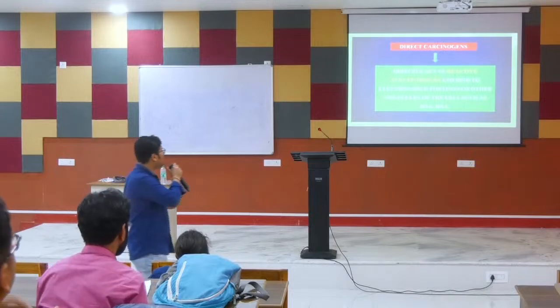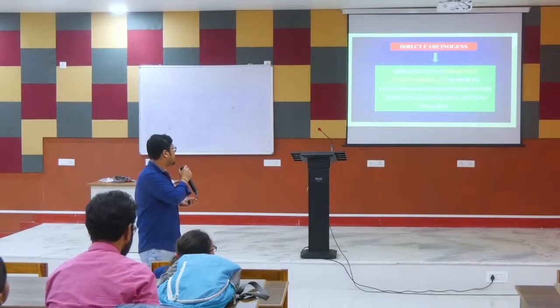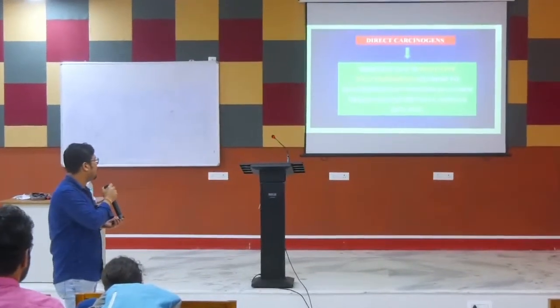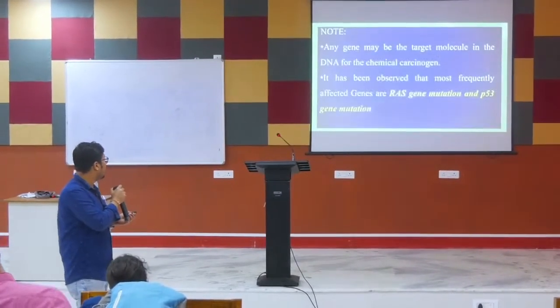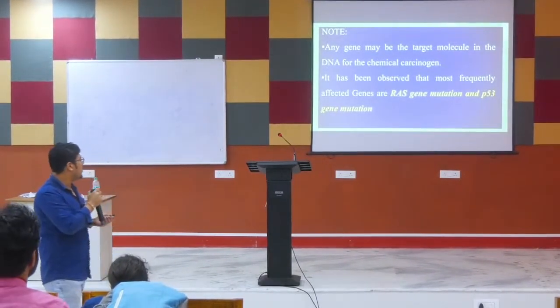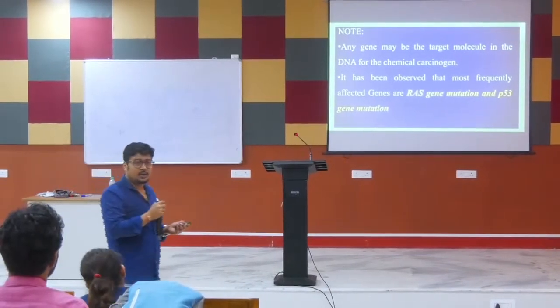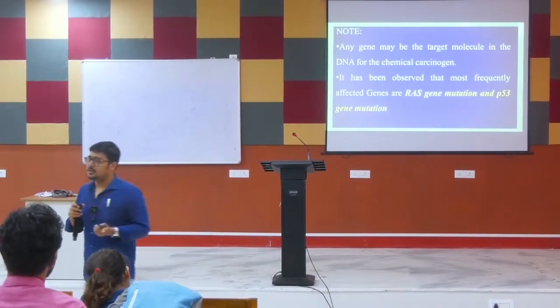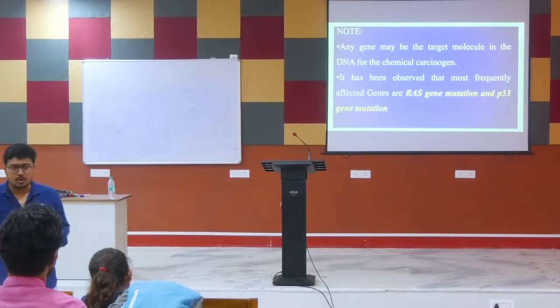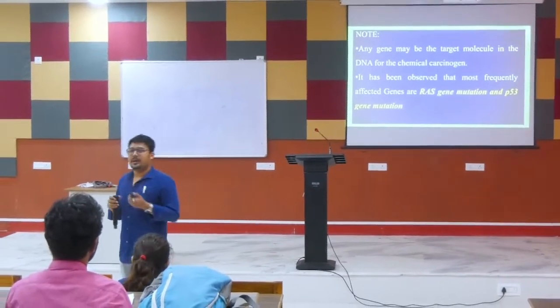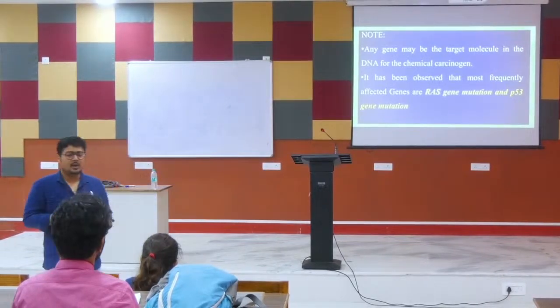So now, directly acting carcinogens act as reactive electrophiles and bind to the electron-rich portion of other molecules of the cell such as DNA and RNA. RAS gene mutation and P53 gene mutation are very important. One is the proto-oncogene, another is the anti-oncogene. Upregulation of the proto-oncogene induces the tumor, and downregulation of the anti-oncogene also causes the tumor.